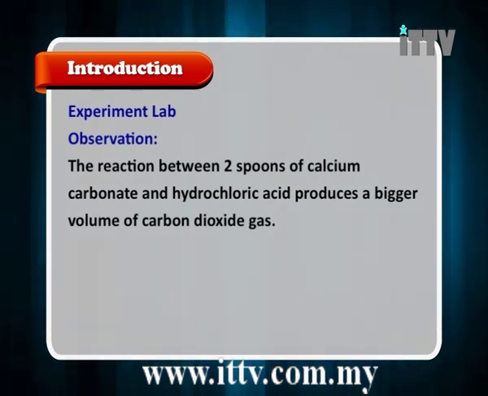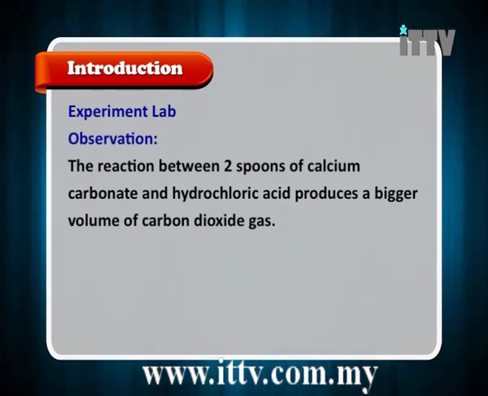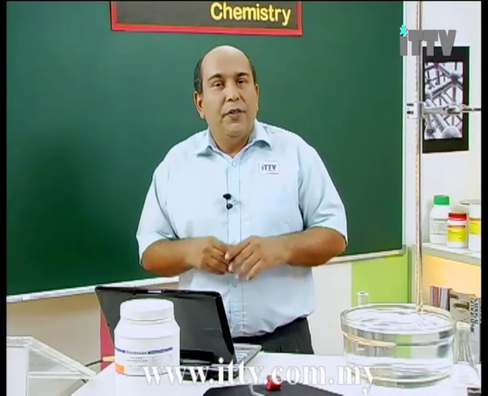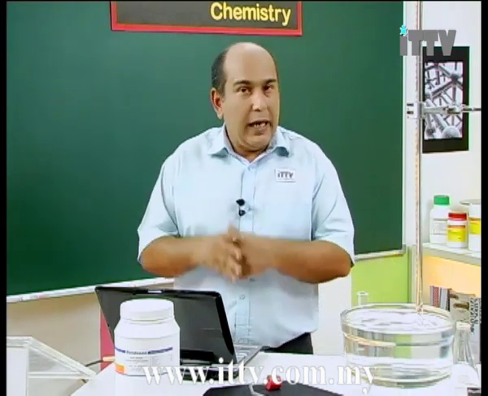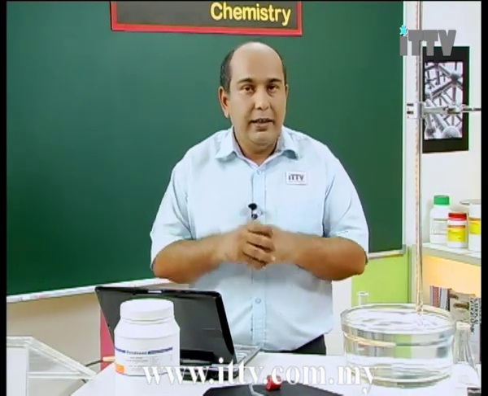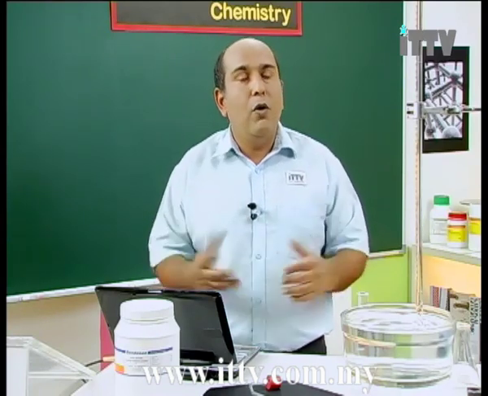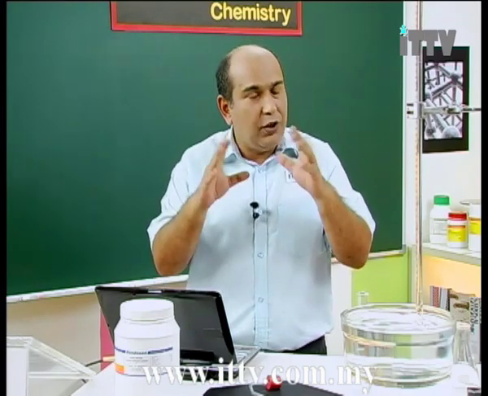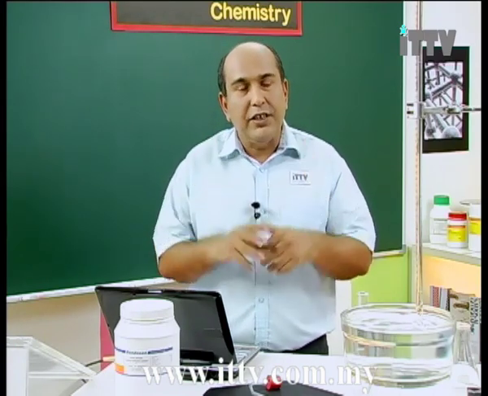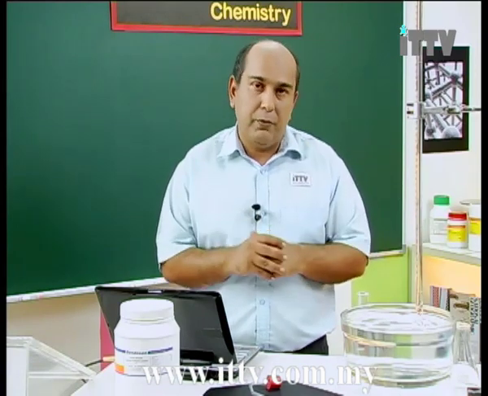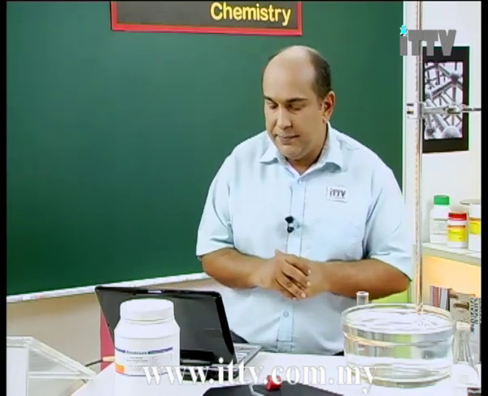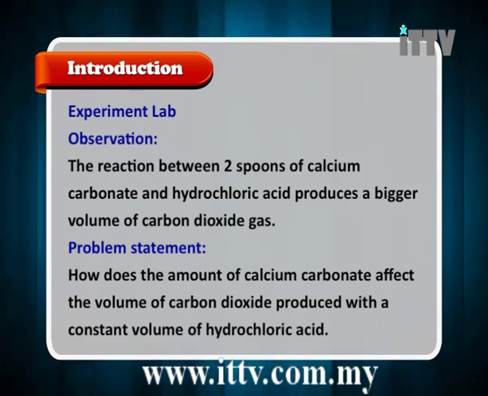Experiment. Observation. The reaction between 2 spoons of calcium carbonate and hydrochloric acid produces a bigger volume of carbon dioxide gas. So, this is what we see. We are in a lab and we see that when 2 spoonfuls of calcium carbonate is used, you get more carbon dioxide gas. So this is the observation. Now, based on this observation, there is a problem that we are going to face. So if we go back to the slide, there is a problem statement.